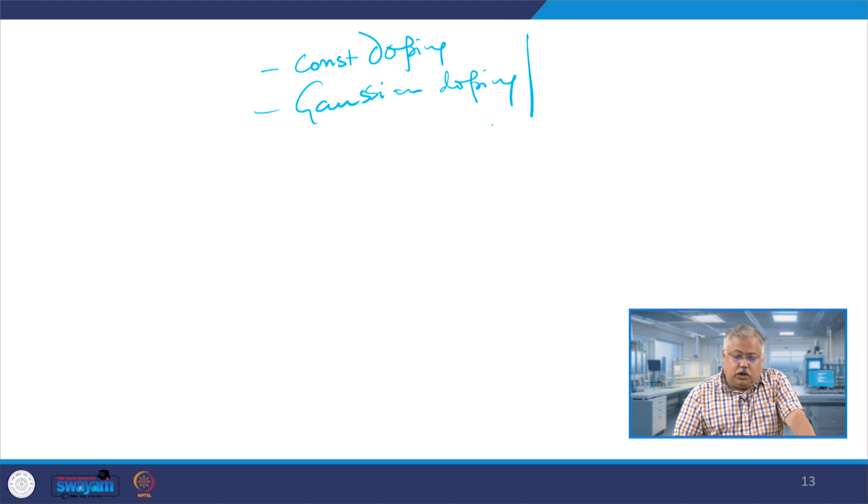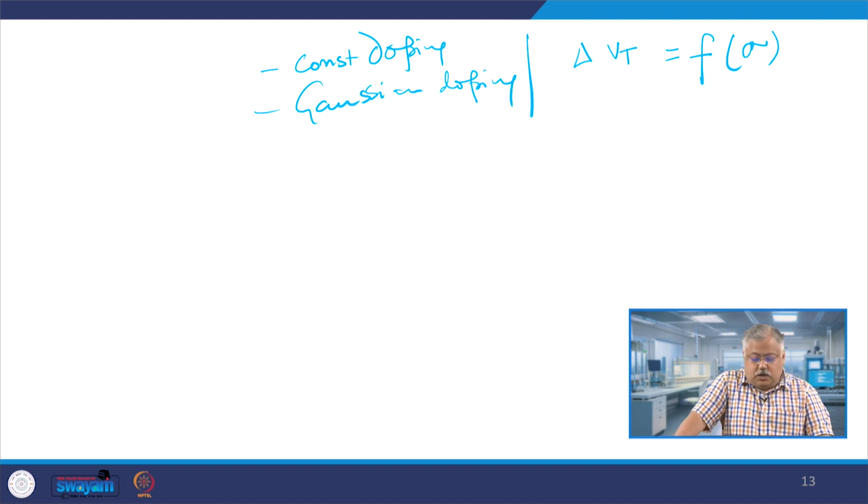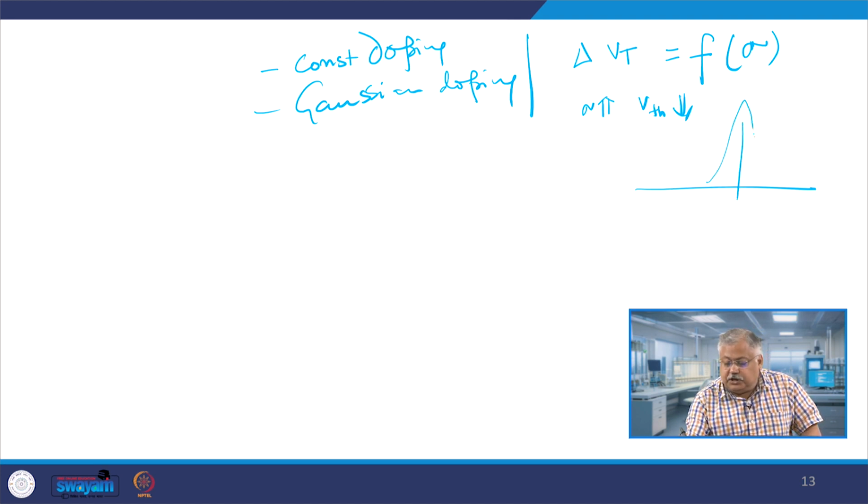We also tried to find out the variation of delta Vt, the variation of threshold voltage, as a function of the standard deviation of the Gaussian input dose. And we saw that as the sigma value goes on increasing, the value of your threshold voltage actually starts to drop down. This was quite interesting, and we saw that if your Gaussian has a larger sigma, it effectively means that if I have a Gaussian surface, this is very low sigma, and effective sigma means something like this.